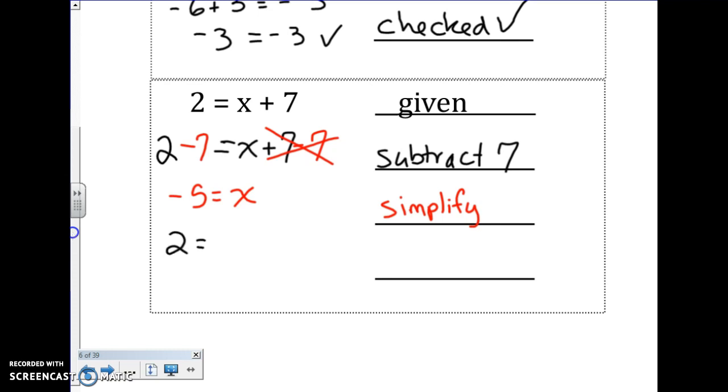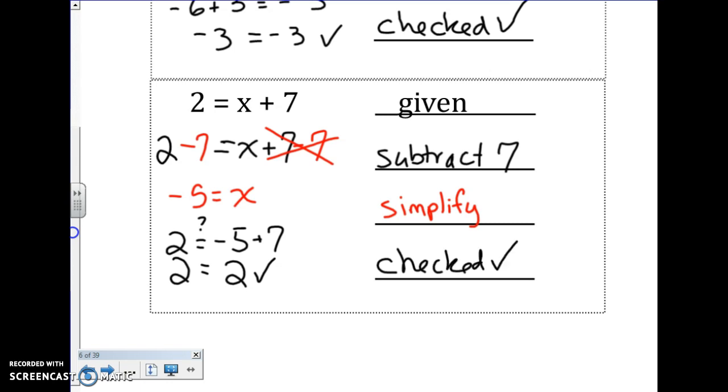And then my last step is that I should go back and check. Does 2 equal negative 5 plus 7? Well, again, they're different signs. I'm going to subtract. On this one, the bigger or stronger number is positive, so it stays positive. So, yep, I checked it.